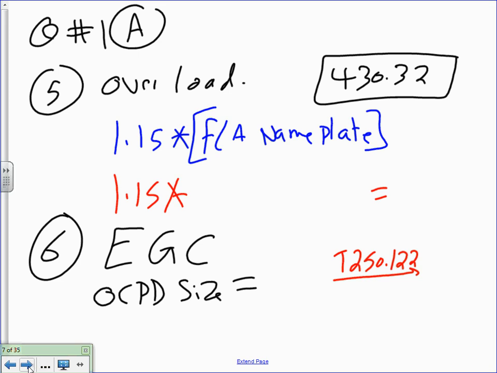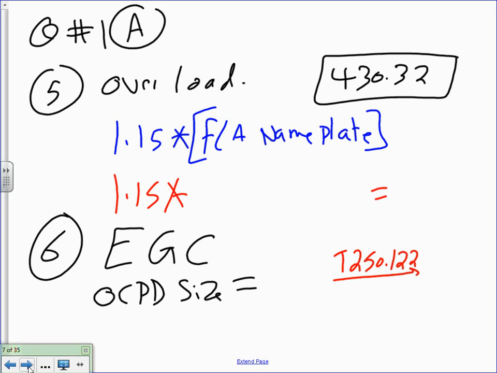Okay. Overload. Unless I tell you, if you go to 430.32, when you find the overload for the system, what's the nameplate? You have to have the nameplate current, unless I give you the nameplate current. Right now, do you know what the nameplate current is? On the test, what are you going to do for me?